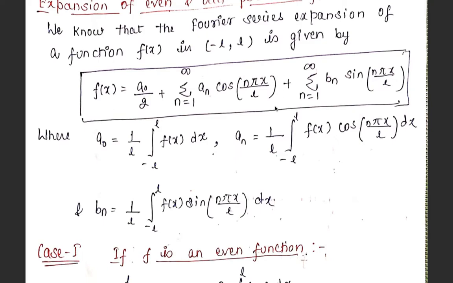Means the Fourier series of an even function in the interval minus L to L will be written as a0 by 2 plus summation n from 1 to infinity an cos n pi x by L, because bn is 0. So this term will not be present in the Fourier series expansion of an even function.